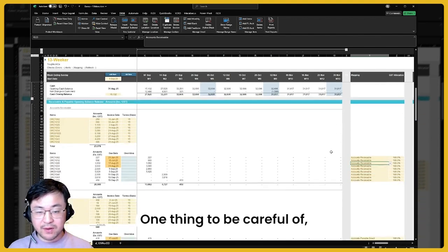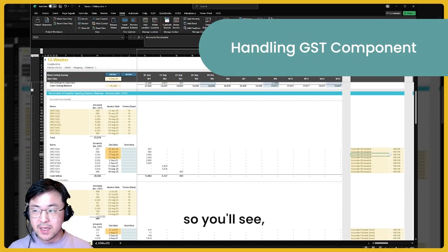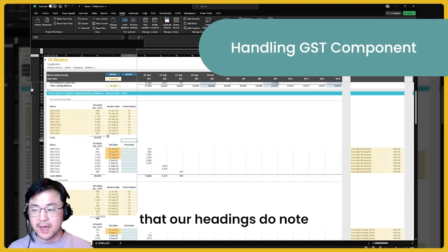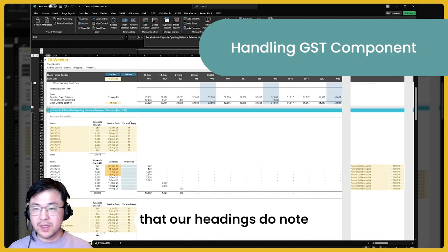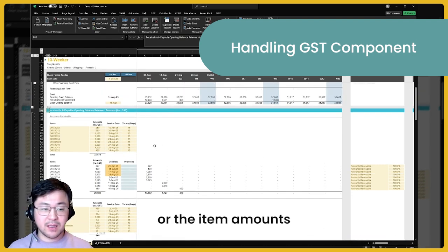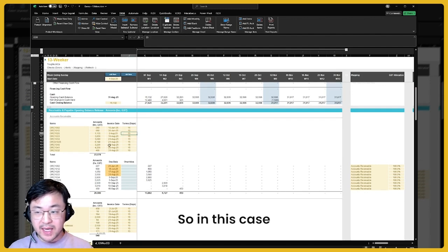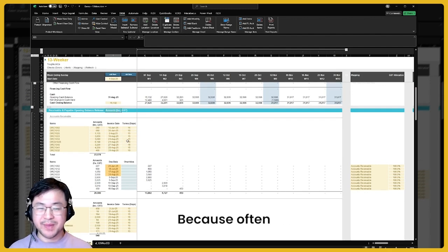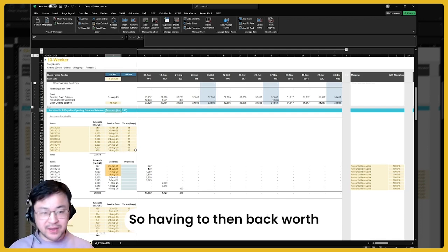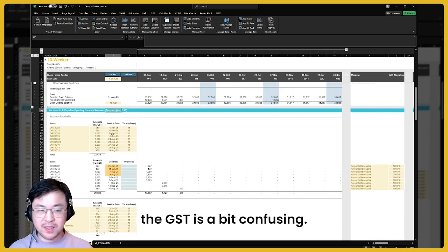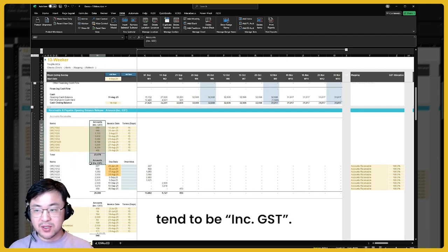One thing to be careful of: you'll see in here that headings do note the account or the item amounts and what they include. In this case, we're saying Inc. GST for receivables and payables, because often when you pull up an AR and AP report, they include GST. Having to then backwork the GST is a bit confusing, so these figures tend to be Inc. GST.